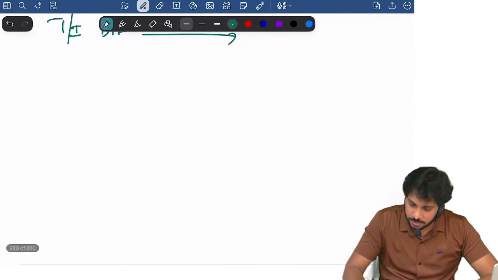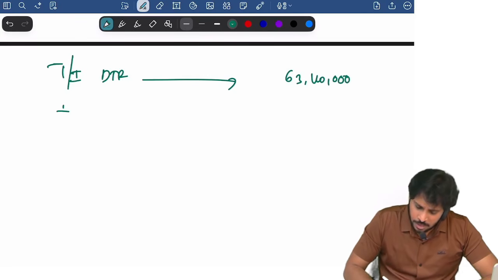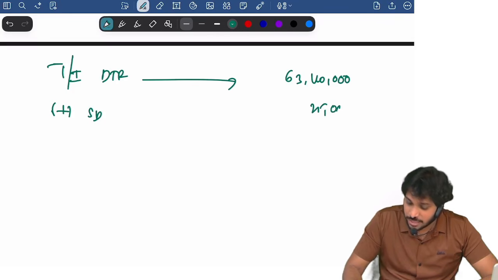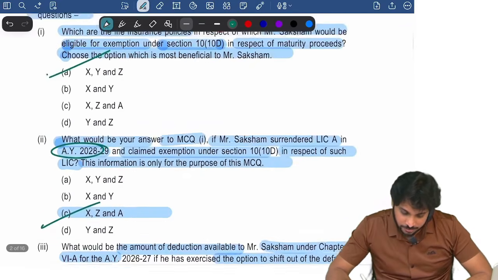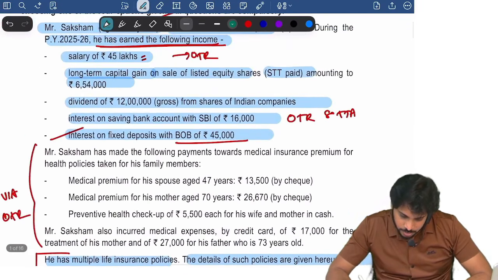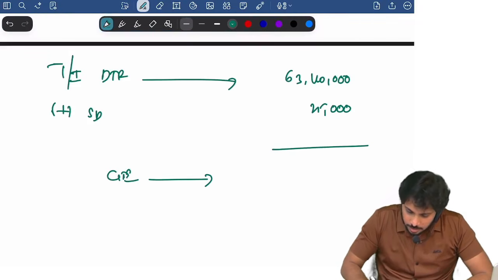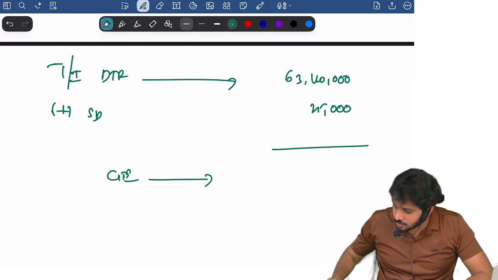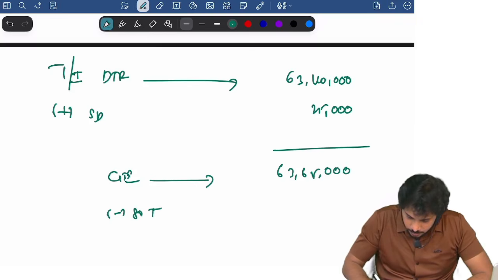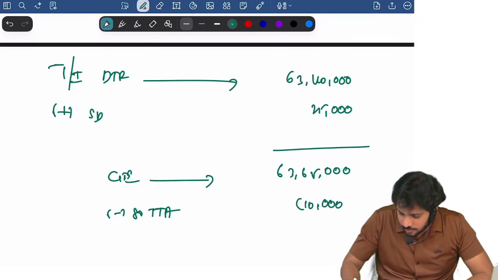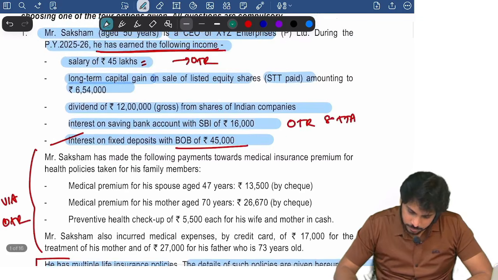Just now we computed 63,40,000. Correct? Plus standard deduction 25,000 I should add back, because 50 only you get. Yes or no? Apart from that, we have a few more: interest on savings. That's the only difference. Now you will get gross total income: 63,40,000 plus 25,000 is equal to 63,65,000 minus 80TTA. How much is that? 10,000. He is not eligible for TTB because his age is less than 60. Yes or no? Then TTA considered.